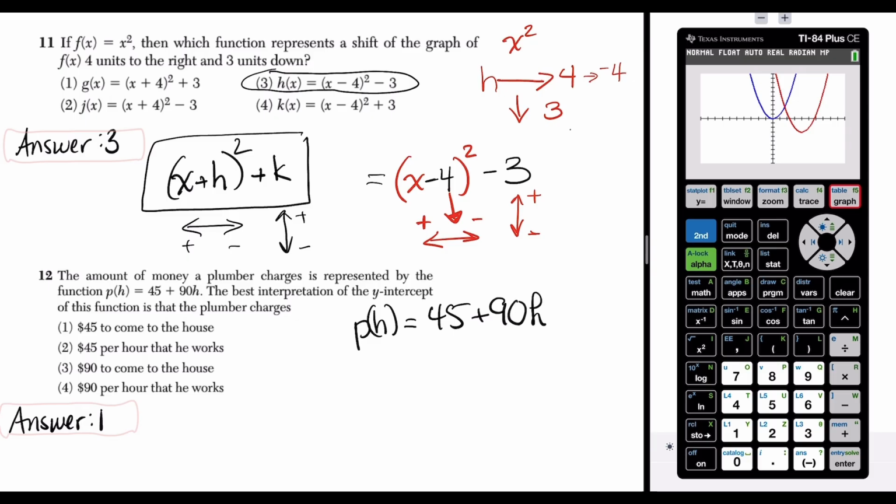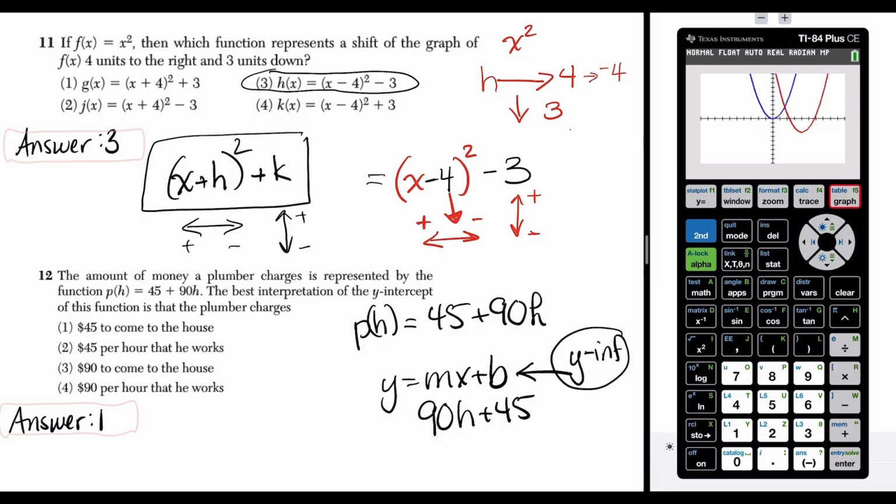I kind of want this in our standard form, like our mx plus b type form, because this is what we're used to seeing. We're used to seeing y equals mx plus b, and we know that this is our y-intercept. So let's write it that way, and this is 90H plus 45. When we were to graph this, our intercept means when x is 0. So at 0 hours, that's what a y-intercept means.